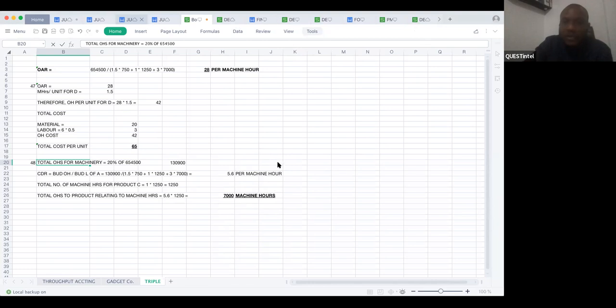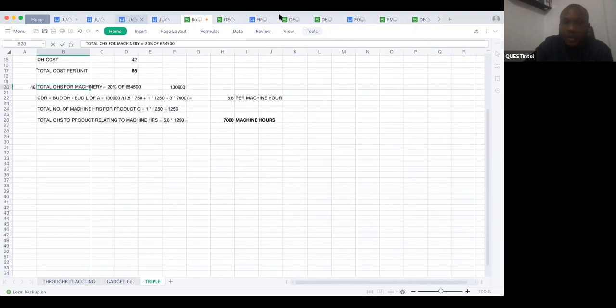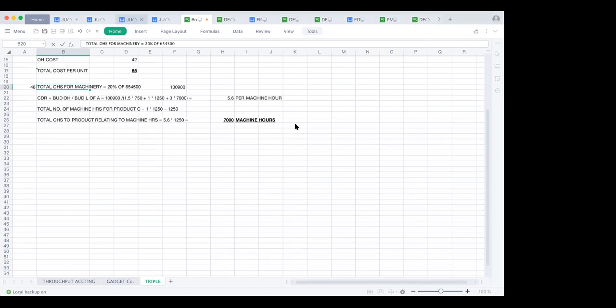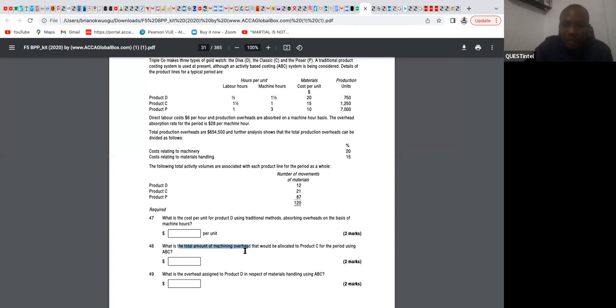So if you go back to the question, you see what it asked you for. The question says, what's the total amount of machining overhead that should be allocated to product C for the period?